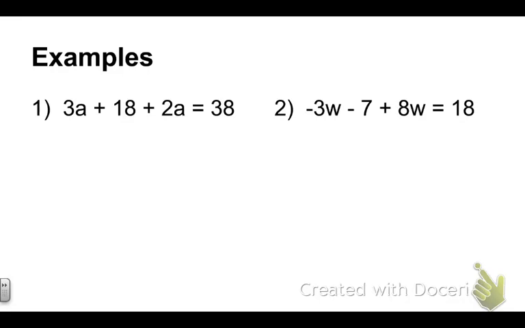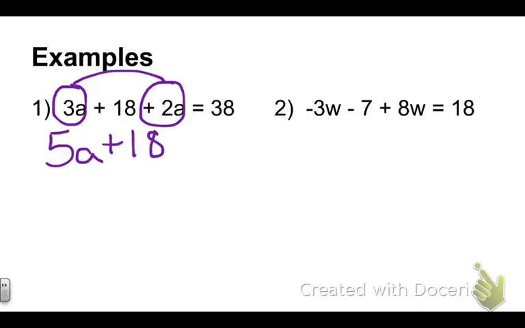So if I look at 3a, what does that look like? Oh yeah, that looks like that. Positive 2a. So if you combine the two, that's going to be 5a. Rewrite the equation. Plus 18 is equal to 38. Bam! It's a 2-step equation. You can do this from here.